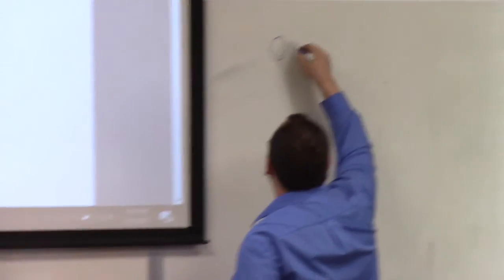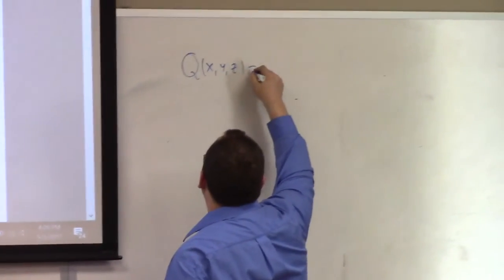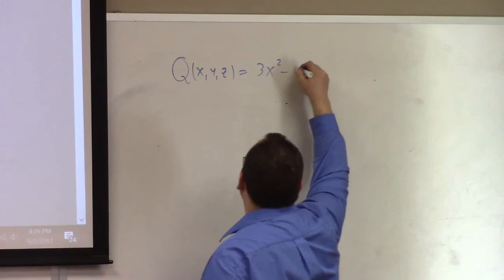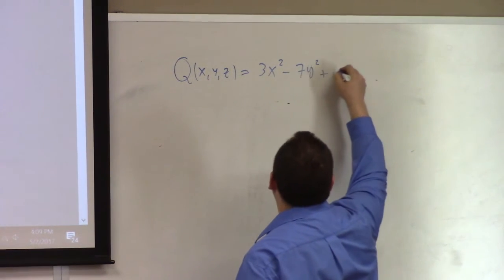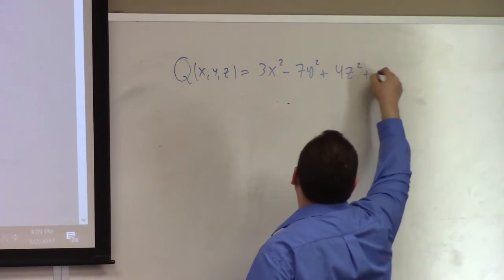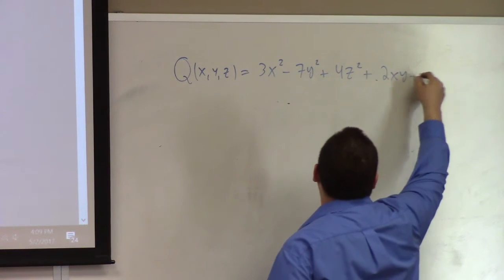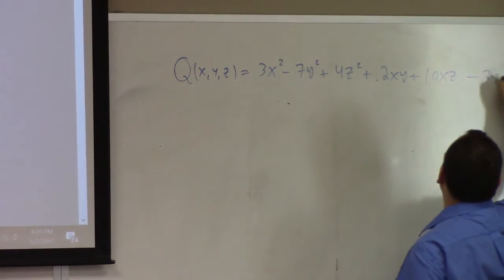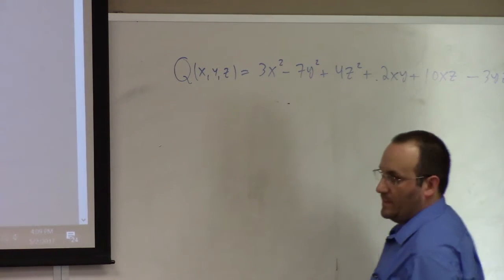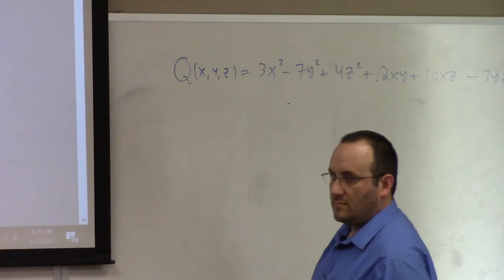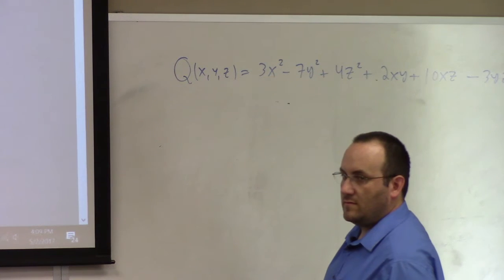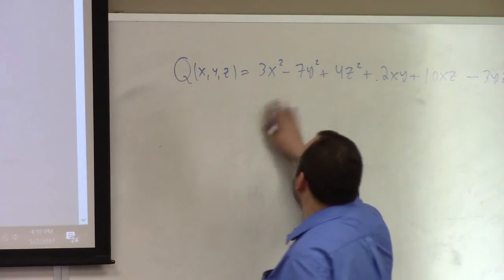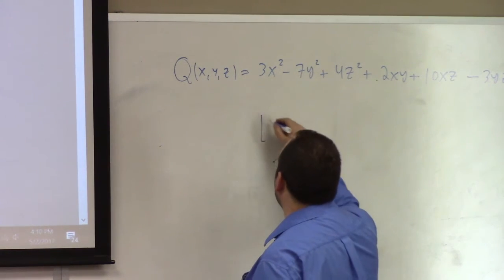So suppose we had q of x, y, z equal to 3x squared minus 7y squared plus 4z squared plus 2xy plus 10xz minus 3yz. Right? Oh yeah, I made up a different one. So what would the matrix of Q be here?